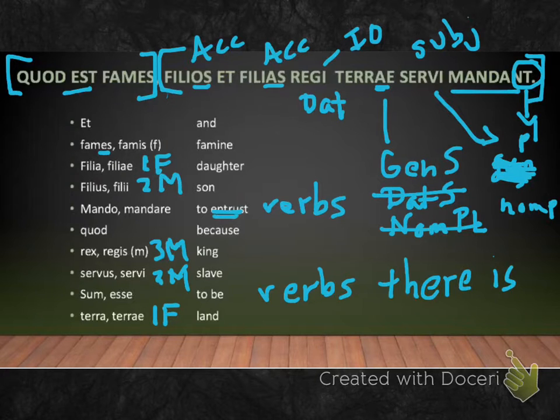So when I start my sentence, I'm going to start with the servants as the subject, and then I'm going to go to the verb, entrusted, and then I'm going to say what they entrusted, which is the direct object, and then I'm going to say who they entrusted it to, that would be the king, and then I can decide if it's the king of the land or the servants of the land, and that's up to you to decide. And then I'm going to move from there to this part of the sentence, quod est fames, because there is a famine. Then I can put that either at the very beginning or the very end of the sentence.